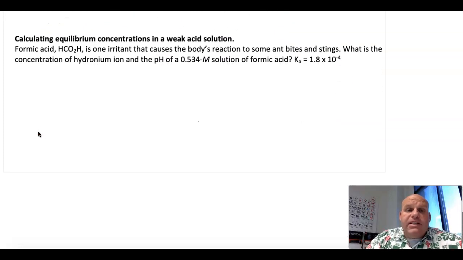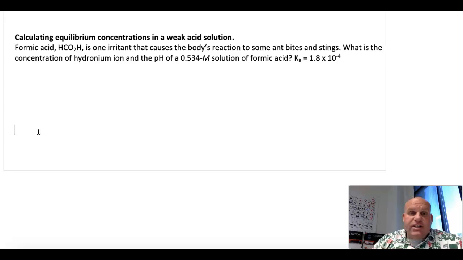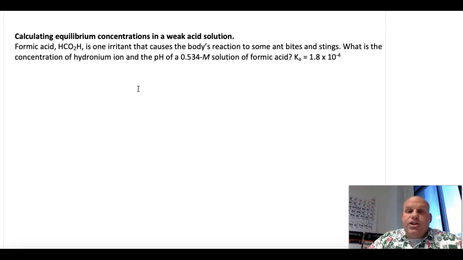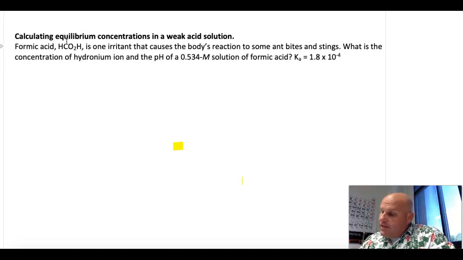Okay, one more here. This is calculating equilibrium concentrations in a weak acid solution, and basically, if I'm trying to calculate my equilibrium concentrations, I'm often also going to be asked to solve for the pH. Right, because if I'm solving for my equilibrium concentrations, that means I'm going to be solving for the H3O plus concentration. So along with that, I'm also often going to be asked to identify the pH. Okay, so pretty common question there.